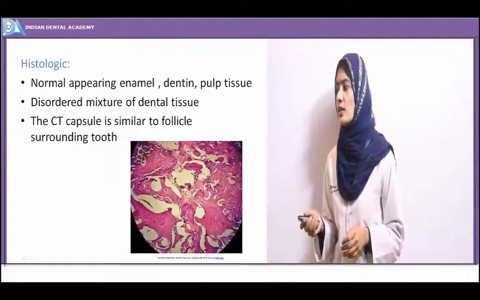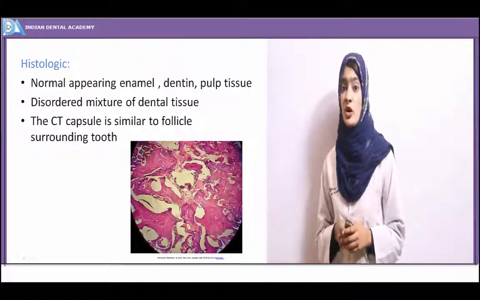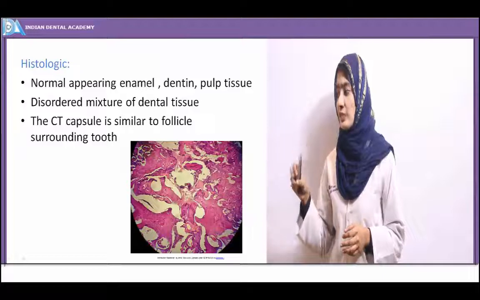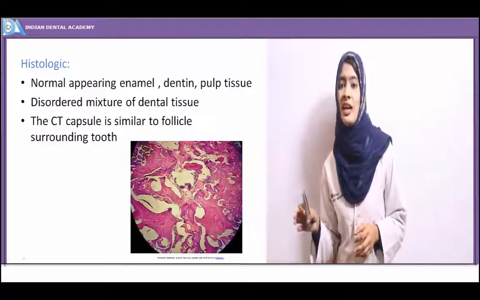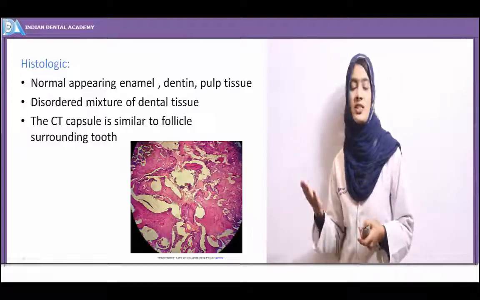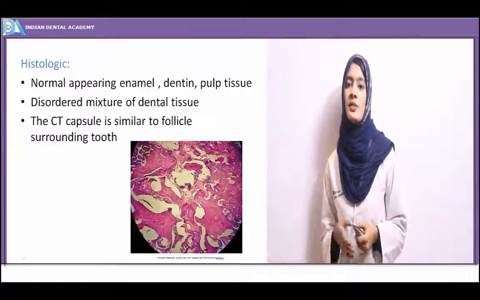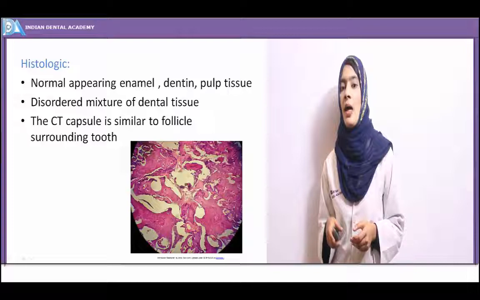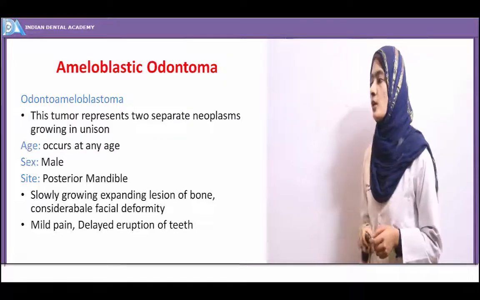So you can see in the histologic picture that calcified deposits are seen here and there, and they are just disorderly organized. When you study them histologically, they bear a resemblance to normal enamel, dentin and pulp.